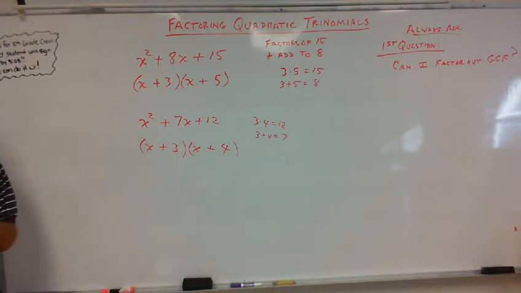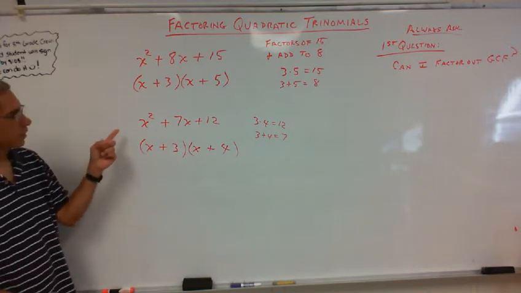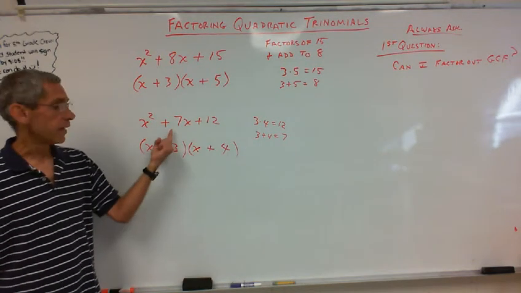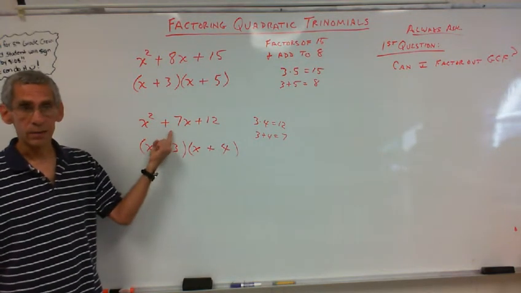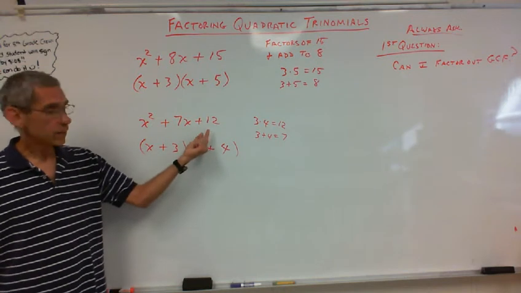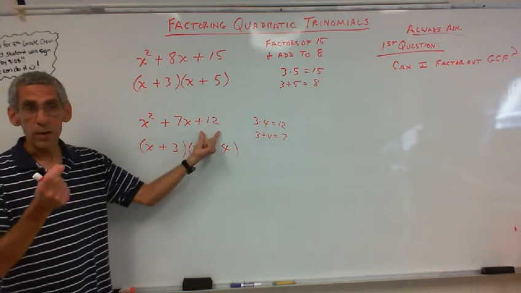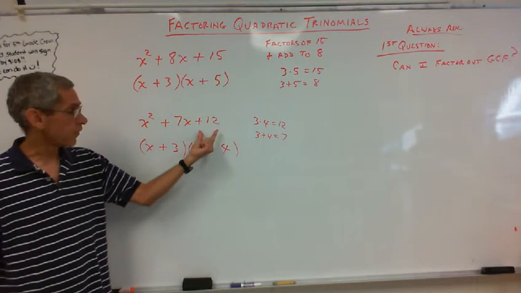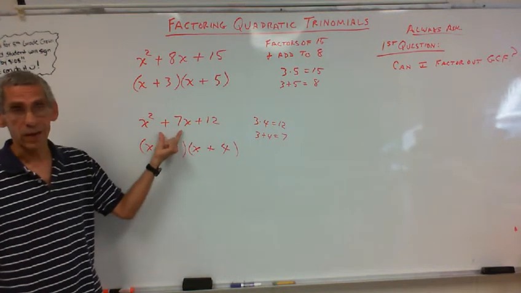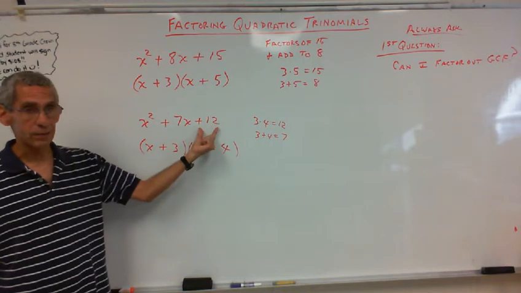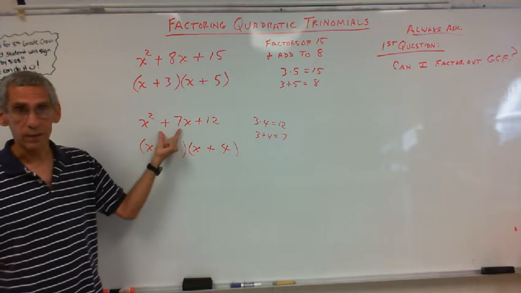Now, yes, Nathan. I think Sal might have already said this, but how do you get your sign? How do you know that they're positive? Okay, because think about it. You're looking for factors of positive 12 that add to a positive 7. There are two ways to get a positive 12: two negatives or two positives. But if I had two negatives and added them together, I'd get negative 7x. If I had two positives, I'd add them together and get a positive 7x.